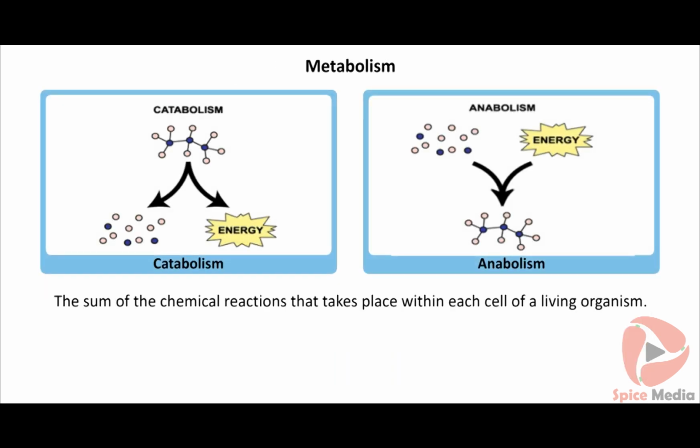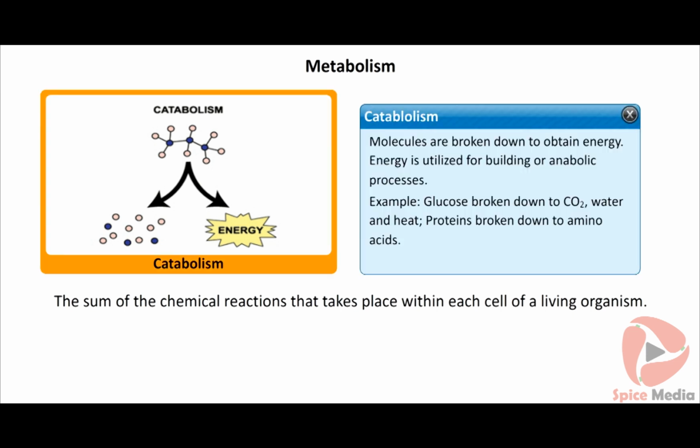Metabolism is a term used to describe all chemical reactions involved in maintaining the living state of the cells and the organism. Metabolism comprises two major parts, catabolism and anabolism. Catabolism is a metabolic process that breaks down larger molecules. These complex molecules are broken down to produce energy necessary for various functions of the body. The energy is utilized for building or anabolic processes. For example, glucose is converted into carbon dioxide, water, and heat, proteins are converted into amino acids, and so on.